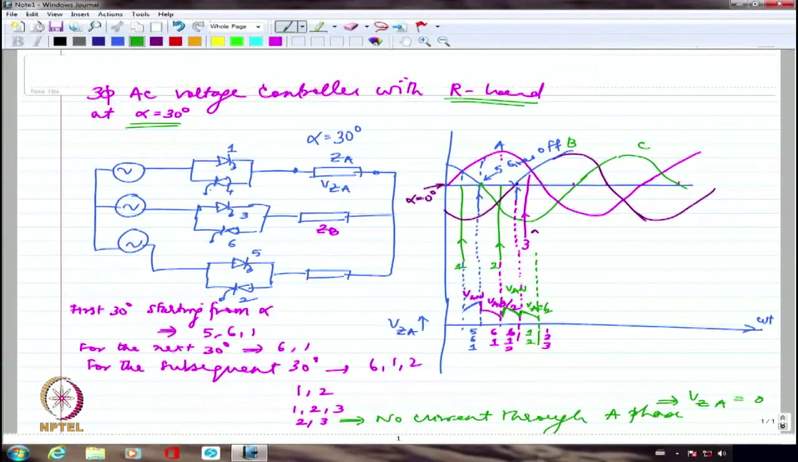So in which case you will hardly see any control over the output voltage. So you would see more control over the output voltage, especially in the case of RL load, only if alpha is somewhat larger. Otherwise you are not going to see much control over the output voltage at all. So much for the AC voltage controller.